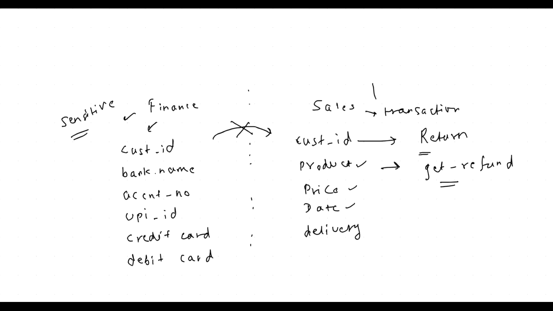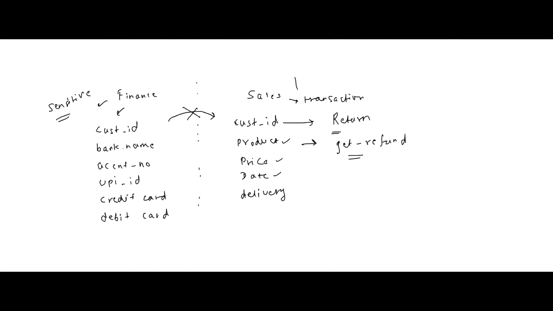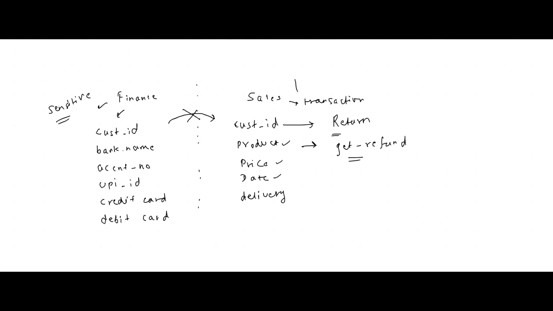So in this case, there is a concept of abstraction that comes into the picture. Let me repeat: you have a finance team, and you have a sales team that has transaction related data. The finance team has sensitive information such as the banking details, account number, UPI ID, which should not be shared with everyone. The sales team also implements a concept of return wherein a customer can return a product. In that case, there is an additional step the sales team has to execute, which is to initiate the refund process.